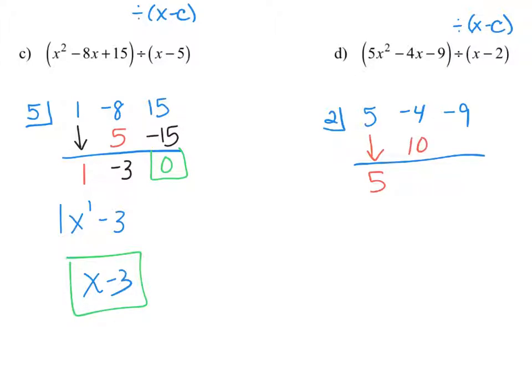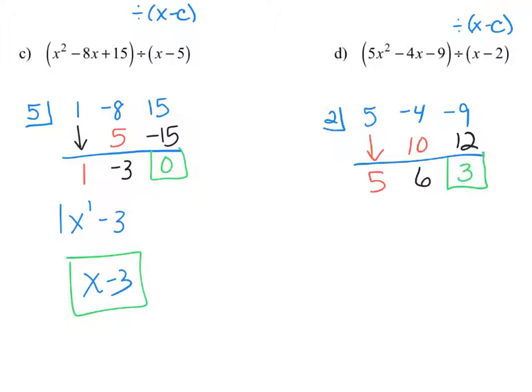We add the numbers that are above the line. Negative 4 plus 10 is 6. And then 6 times 2 is 12. And then we add the numbers above the line. Negative 9 plus 12 is 3. So we have a remainder of 3.